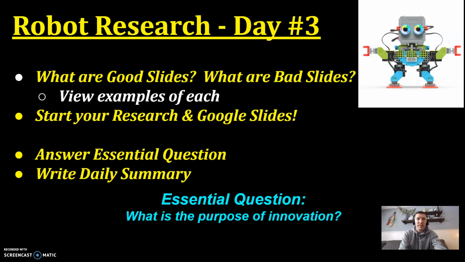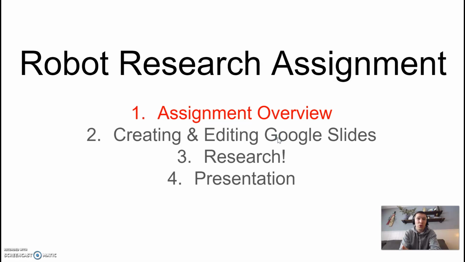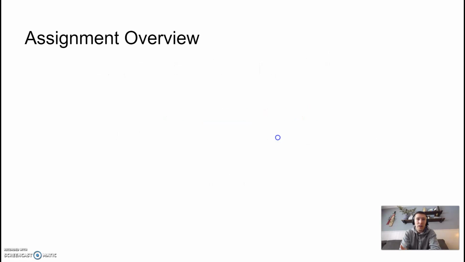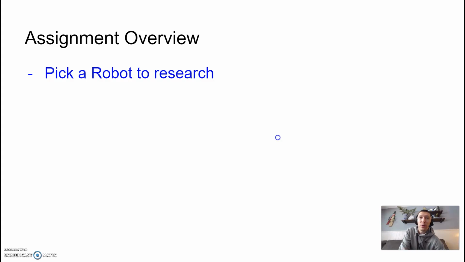So we'll get started and look at first just an overview of what we're doing. At this point, you should have already picked a robot to research. If you haven't done that yet, go back to your day number 2 in your design notebook to find a robot that you know you're going to research and tell your teacher. You can't really do much until you pick an actual robot that you know you're going to research.